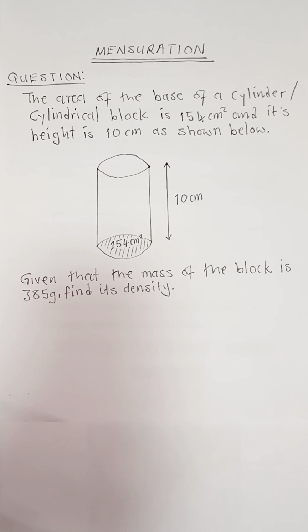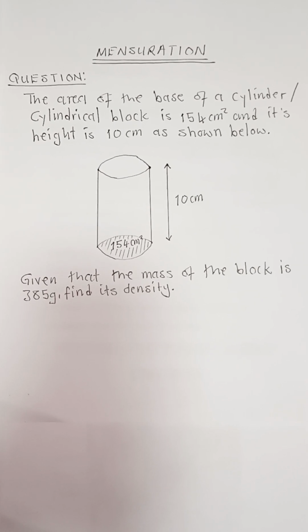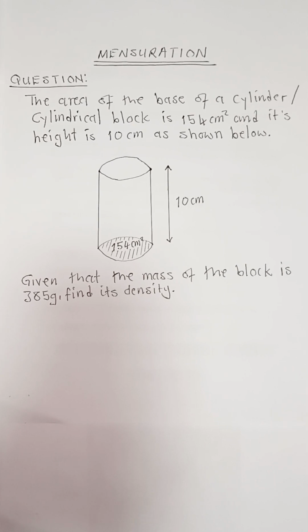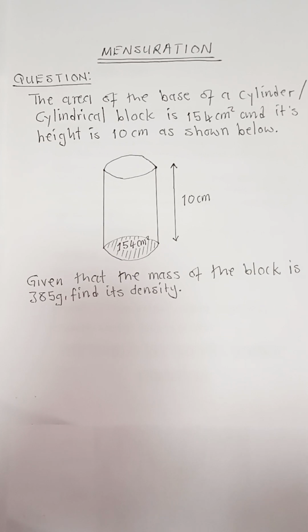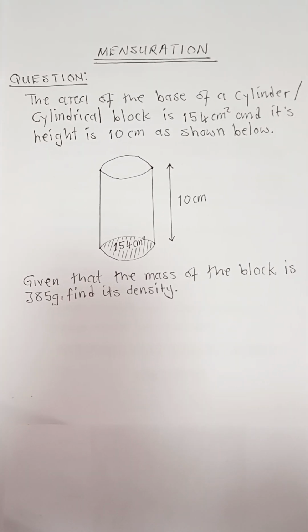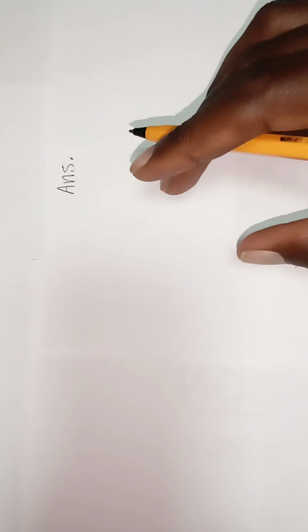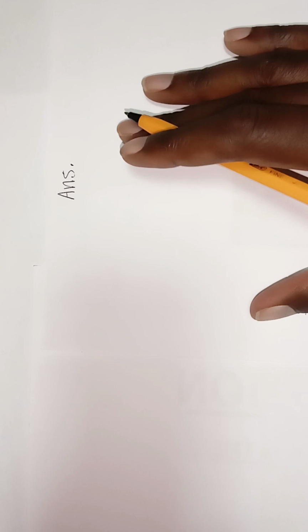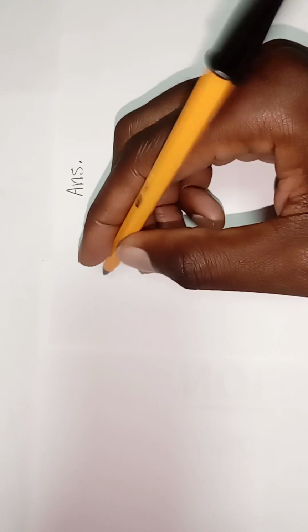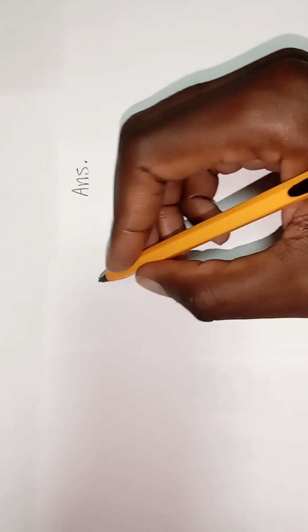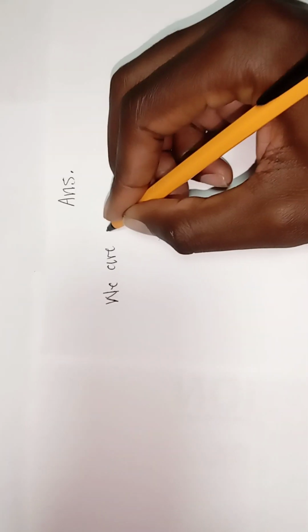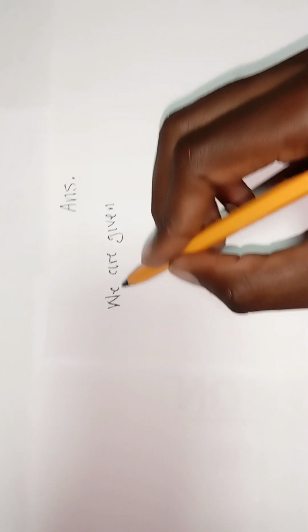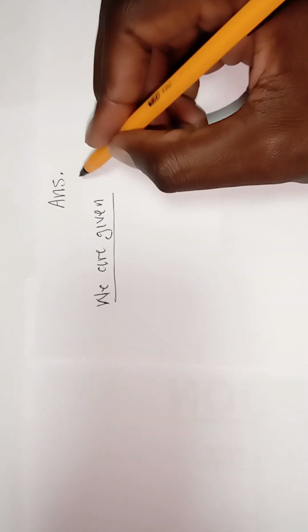So the question further reads, given that the mass of the block is 385 grams, find its density. So let's look at how we can answer this question quickly without wasting much time. From the question, we have a few things that were given. We can call this the data.